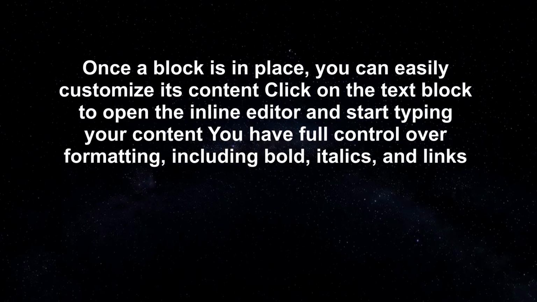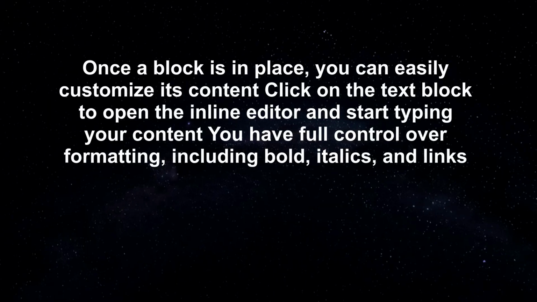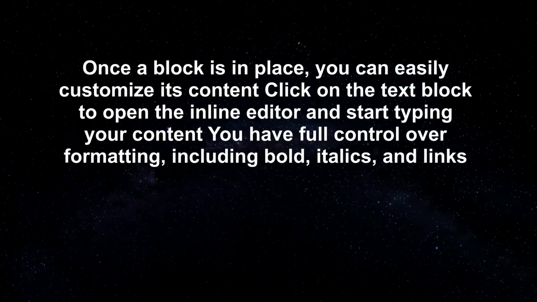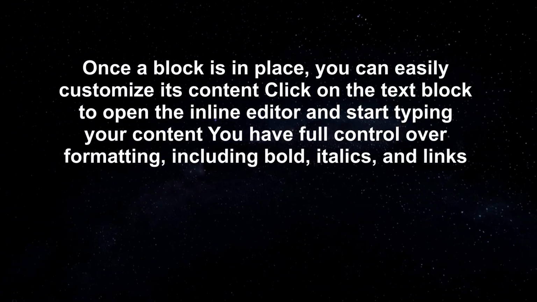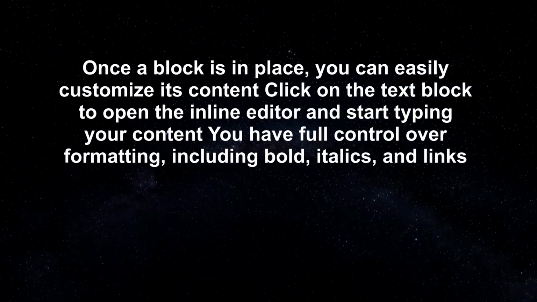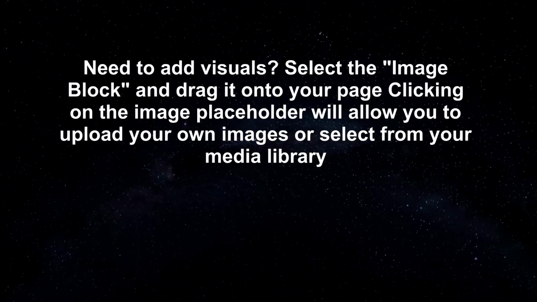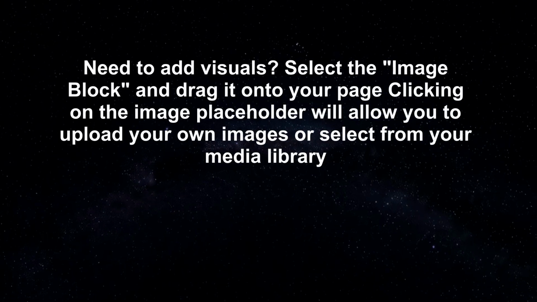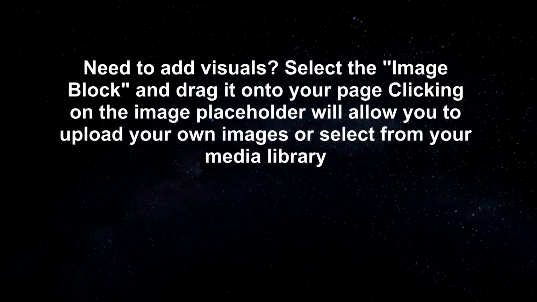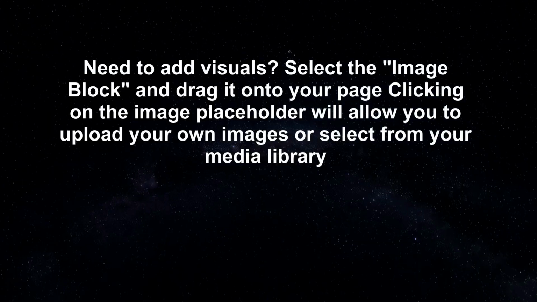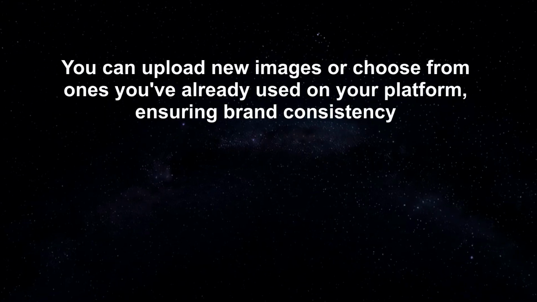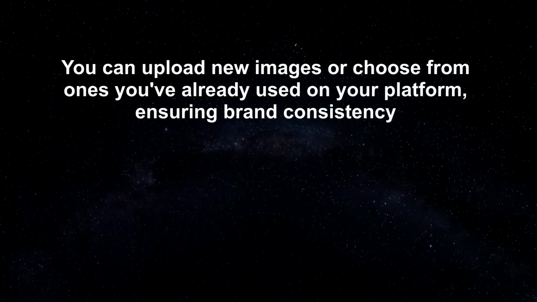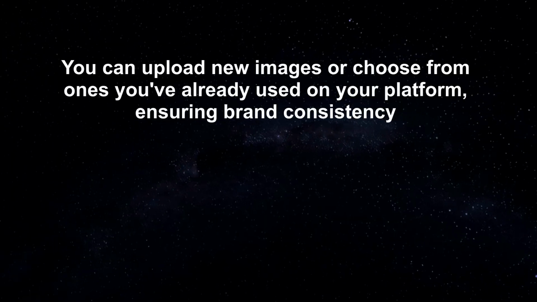Once a block is in place, you can easily customize its content. Click on the text block to open the inline editor and start typing your content. You have full control over formatting, including bold, italics, and links. Need to add visuals? Select the image block and drag it onto your page. Clicking on the image placeholder will allow you to upload your own images or select from your media library. You can upload new images or choose from ones you've already used on your platform, ensuring brand consistency.